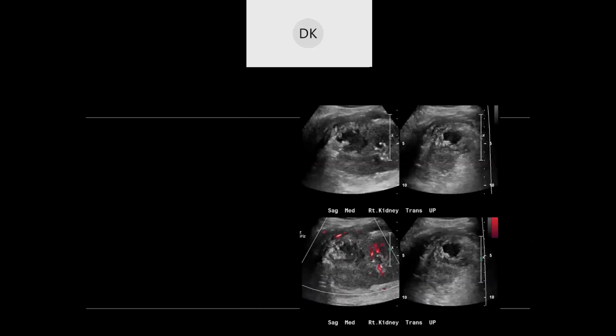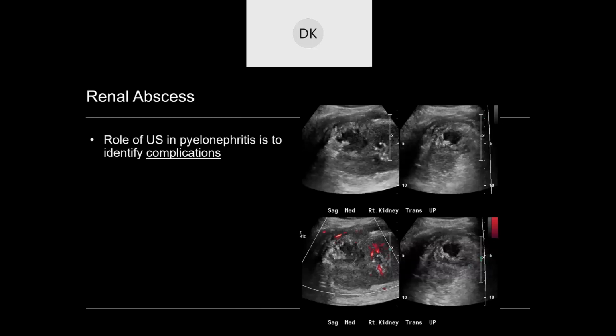Now here's an example of one of the complications of pyelonephritis. So we have this heterogeneous collection with ill-defined echogenic margins, and then a bit of peripheral flow on power Doppler. So this is typical for a renal abscess. And so while it is very helpful to identify whether or not there's pyelonephritis and the extent of it on ultrasound, really we want to look for the complications of pyelonephritis on ultrasound. So that includes renal and also perinephric abscesses, renal obstruction, and then gas forming or emphysematous infection.